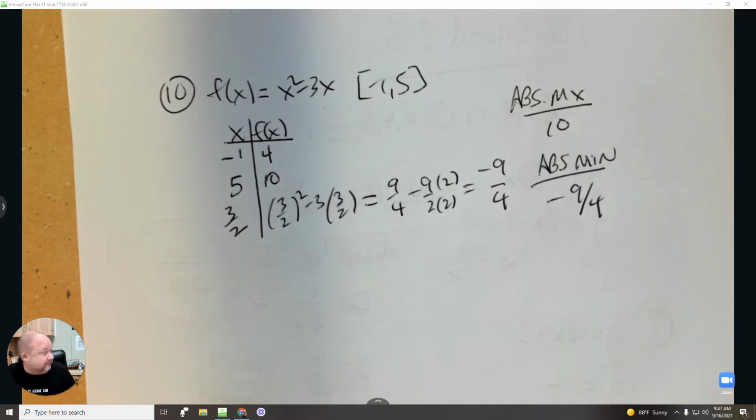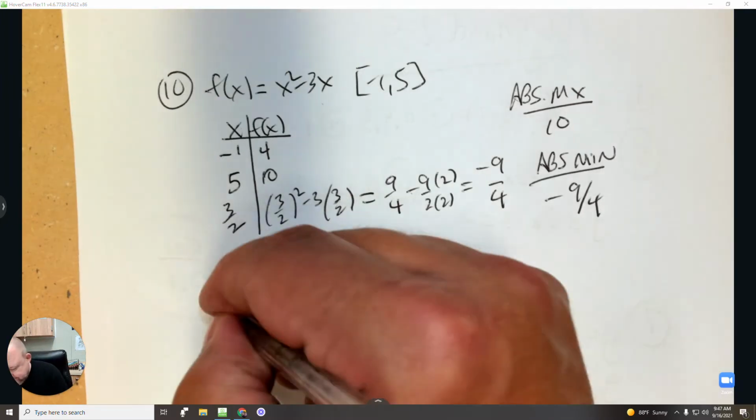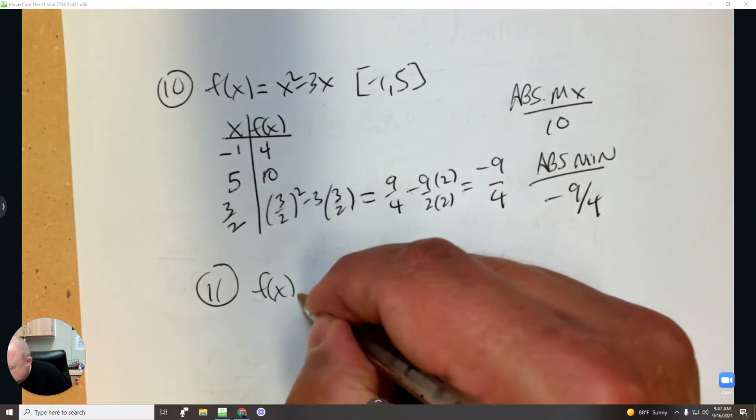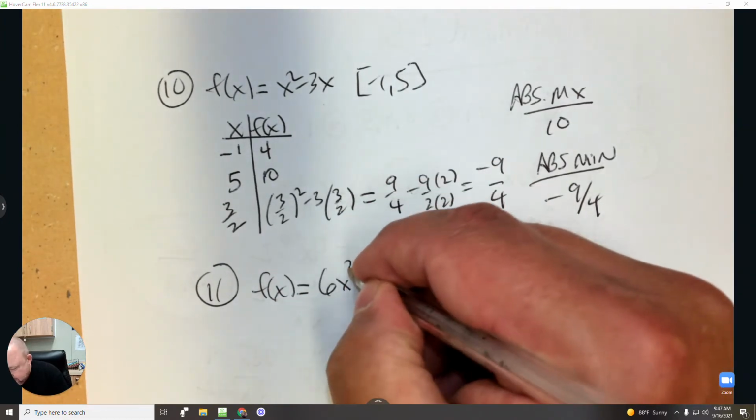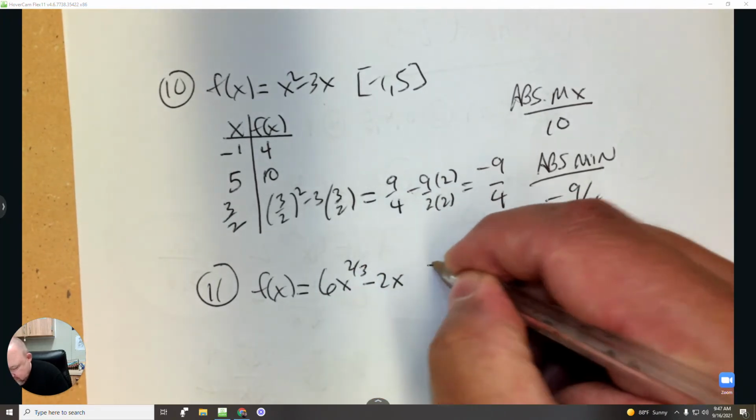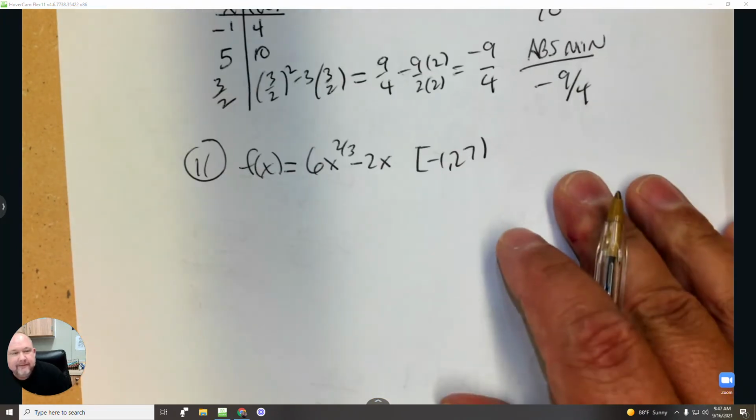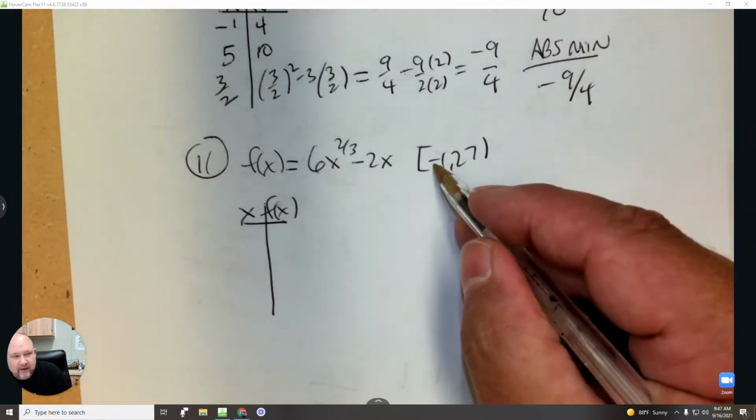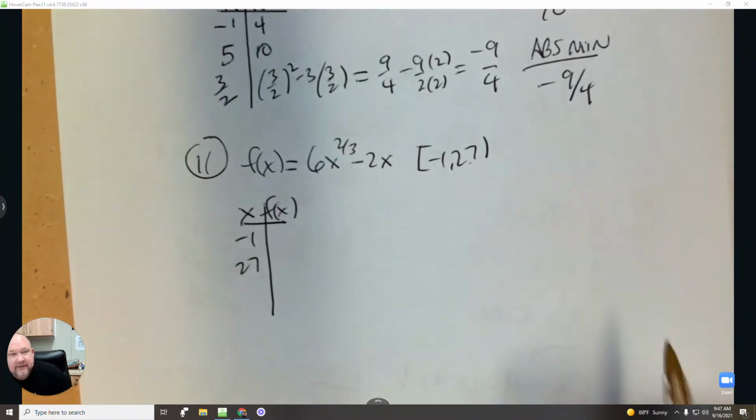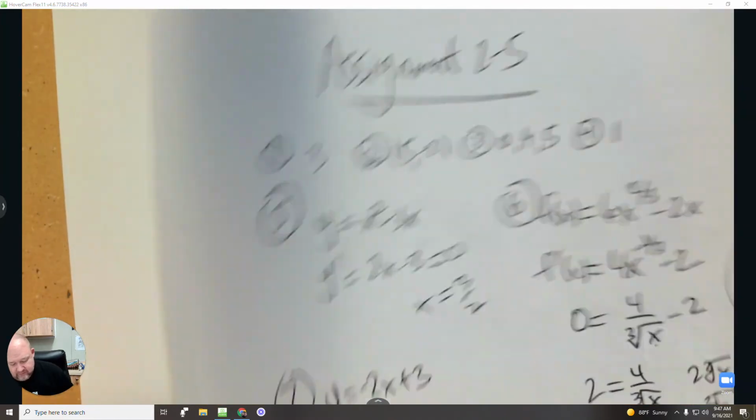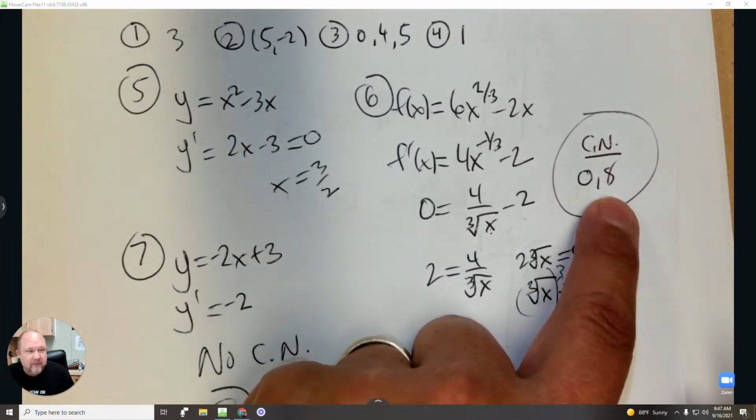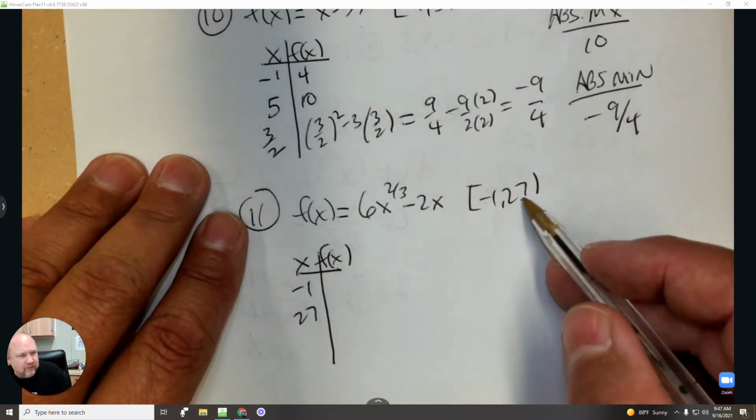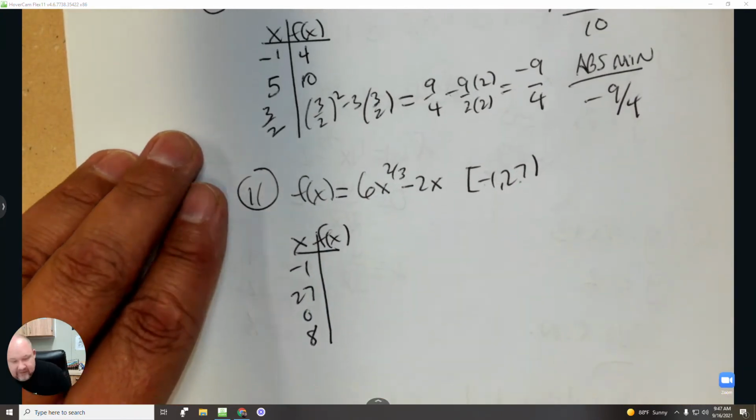Using calculus. Number 11. Again, these are functions we already did before to find the critical numbers, but now we have end points. We have ends of the interval that we have to consider. So I'm going to do a table of values to organize it. I'm going to first start with -1 and 27. The critical numbers we already found in that case were 0 and 8. 0 and 8 are on my interval, so it's all good.